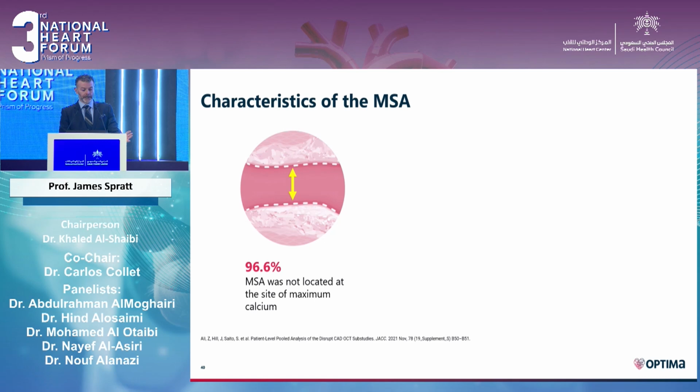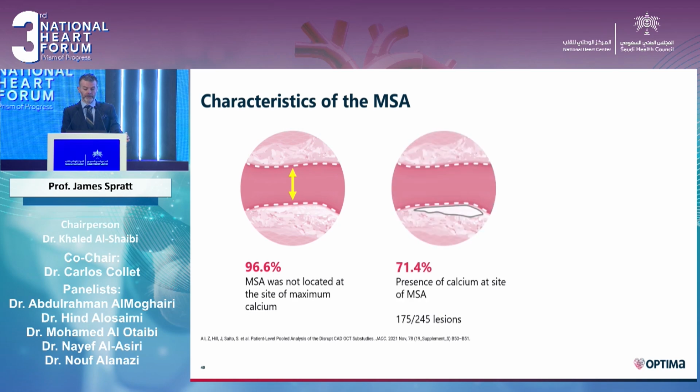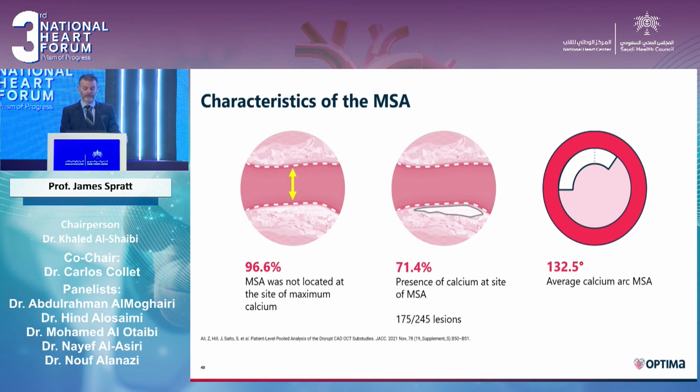So this is data again from the DISRUPT series of studies. In 97% of cases, the MSA, that's the most narrow part of the stent, was not at the site of maximal calcium. This isn't just a random finding. This is a consistent finding which will happen in your practice if you're not aware of this. And 70% of the time, there was calcium at the site of the MSA. So the cause of the stent being narrowest is still calcium. It's just calcium we're not treating because we're not understanding the implications of the implant zone.